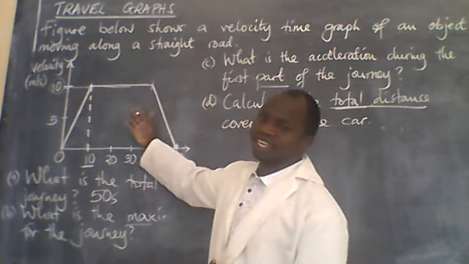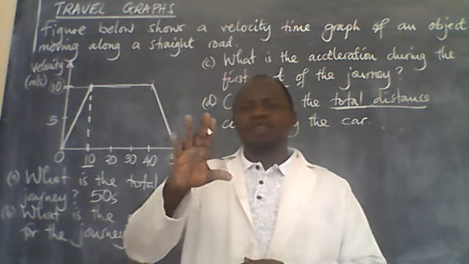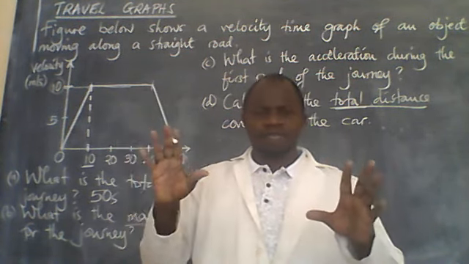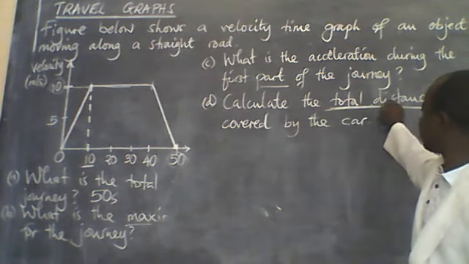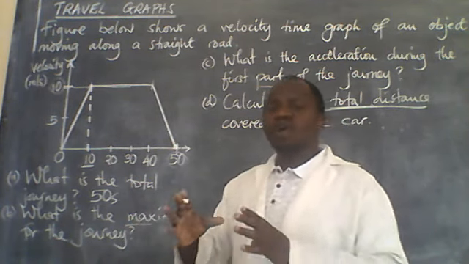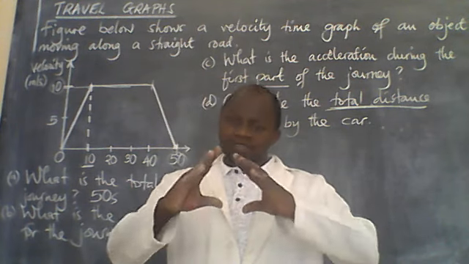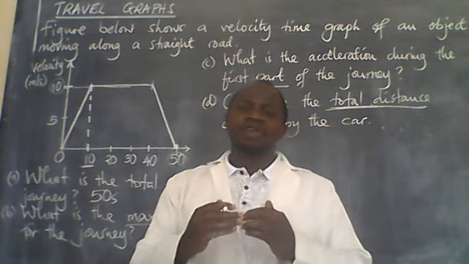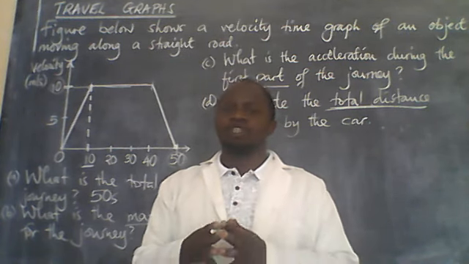the one you are seeing here, I'm not saying it's always the same. No, you can have different shapes. But when they say you find the total distance of the journey, you are going to consider the shape. After considering that shape, you are now going to find the area of that shape.